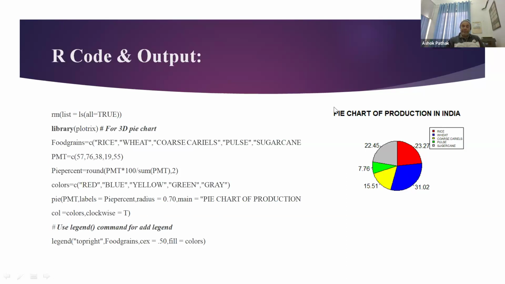So you can see the whole production: rice is 23.7%, wheat is 31.02%, pulse is 7.76%, sugar cane is 15.51%. So out of the whole production of a country, by using this plot, you can at least get the basic information on how much each crop is contributing in the total production. This is the basic information, this is the pie chart.